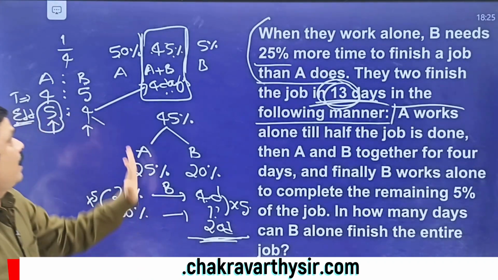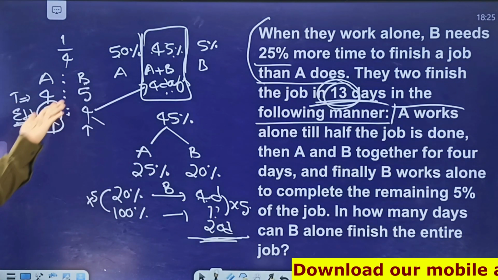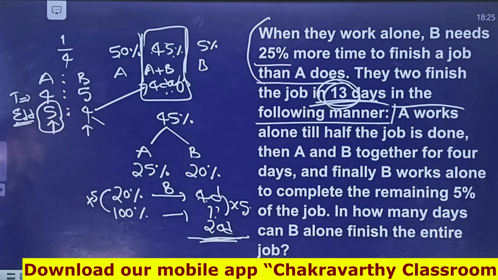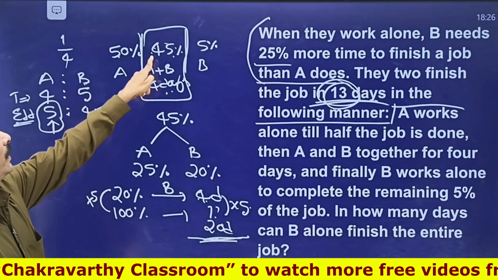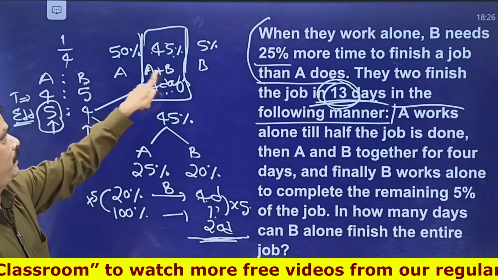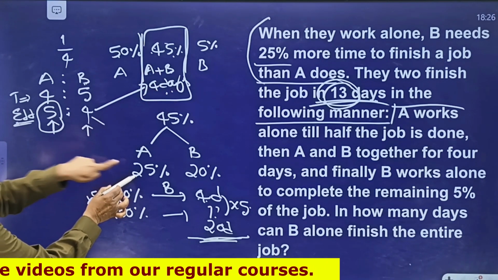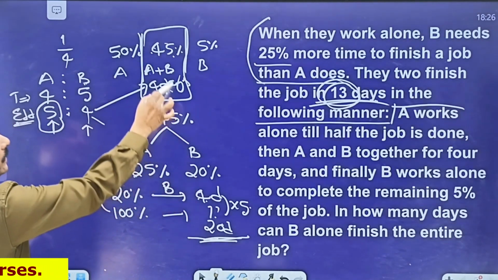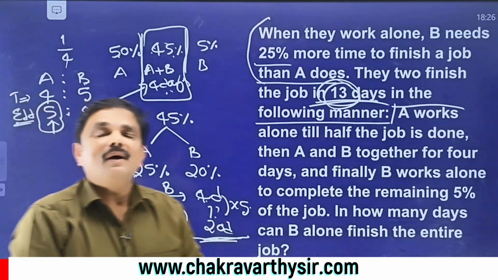Here you see I have used only 2 steps to complete the work. Simply, can't you just imagine this one in your mind? The efficiency ratio is 5:4. Then after that, 45% of the work is done by A and B together in 4 days, means 25% of the work is done by A in 4 days. Then 20% of the work is done by B in 4 days. With that clue, I can finish off the question.